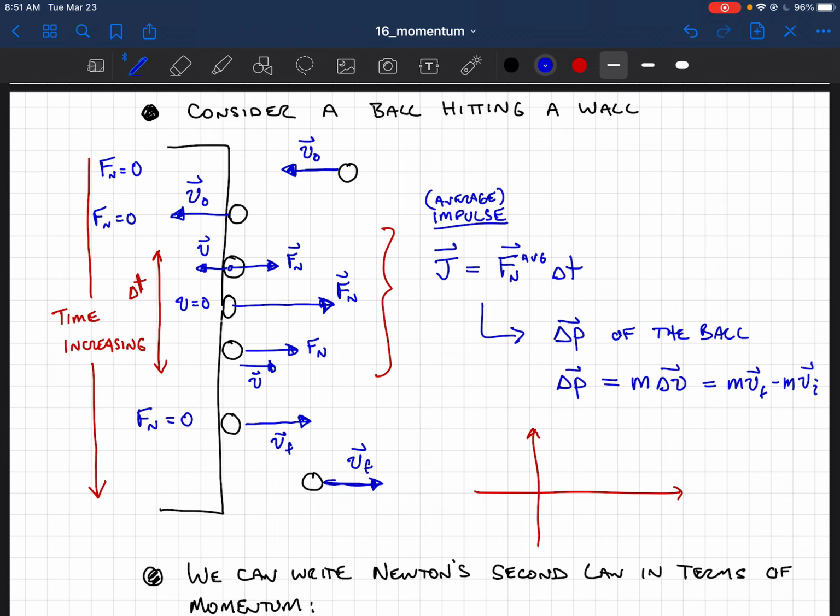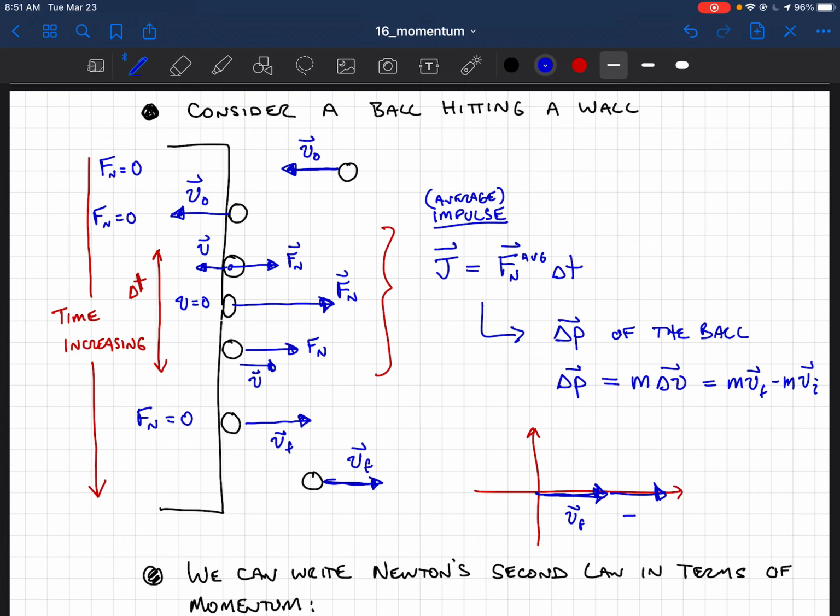The delta v vector is v final plus the minus v initial vector. And here's the v initial vector, so the minus v initial vector is this vector. And so delta v is this quantity right here. That's the delta v vector. So you can see how that works. Delta v is what you add to v initial to get v final.